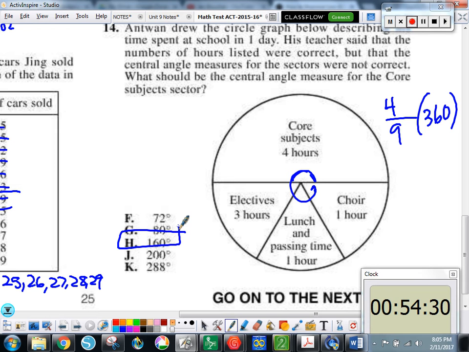So this one right here is saying you need to come up with a new fraction for the core subject, because 10½ is not correct.